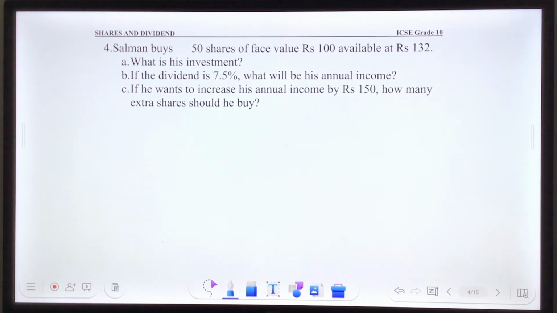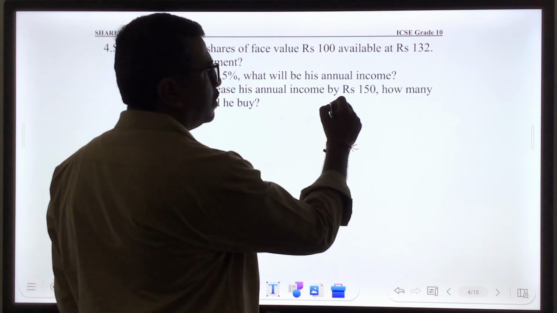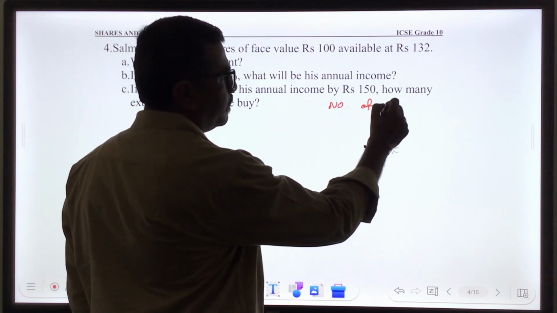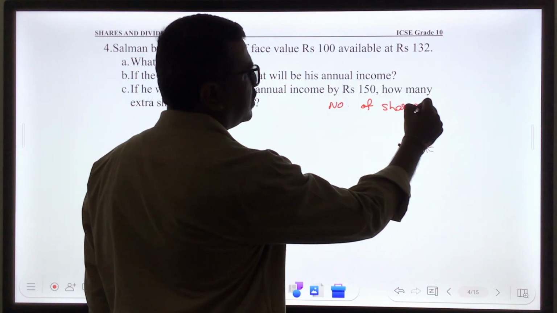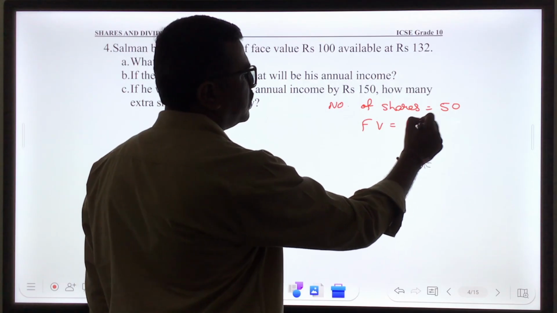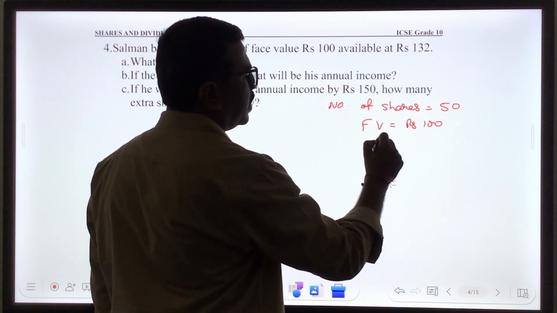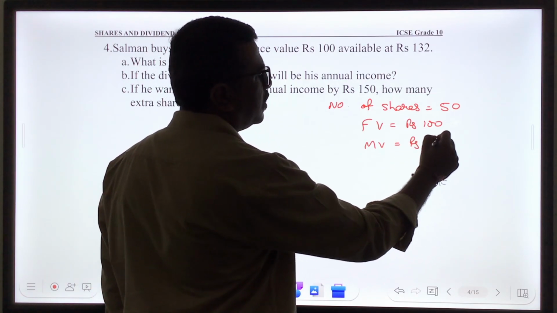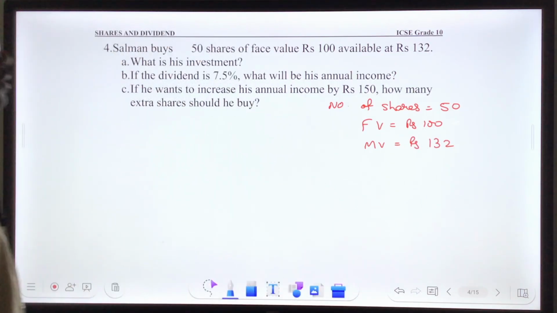The question is, Salman buys 50 shares of face value rupees 100 available at rupees 132. So here the number of shares is 50, whose face value is rupees 100 and market value is rupees 132. We need to find three things. The first one is his investment.